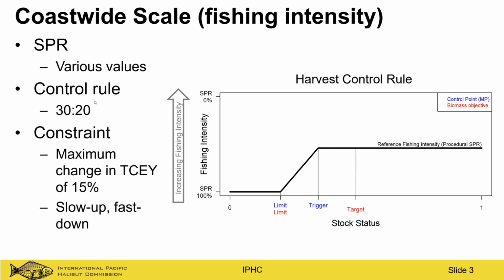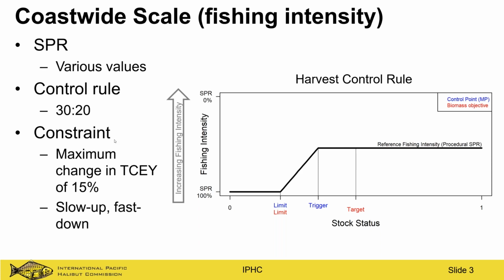30:20 right now. We investigated other control rules as part of the coast-wide MSE. And we're only looking at one constraint, where a constraint is the constraint on the annual change in the TCY from year to year, or that mortality limit from year to year. So if the management procedure says increase the TCY by 20%, but we have a constraint of 15%, the TCY would only increase by 15%.